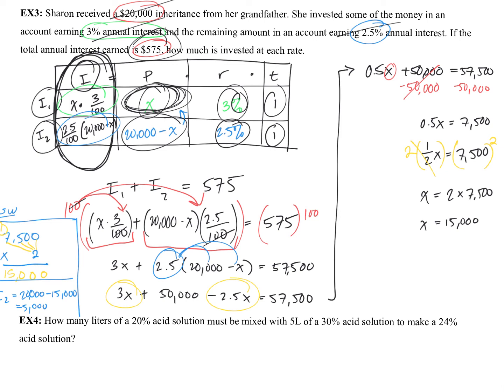Okay, let's go ahead and write our statement. So, she invested $15,000 at 3% and $5,000 at 2.5%. And that is it. We're done.